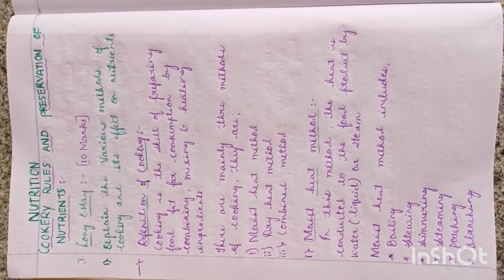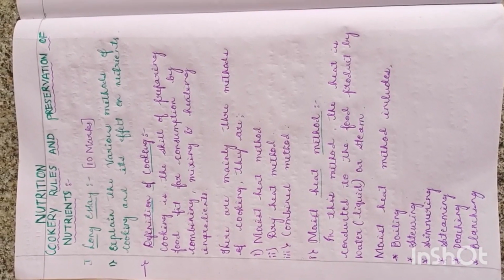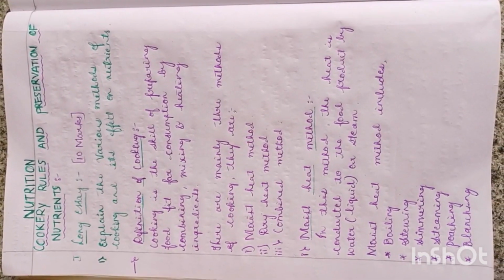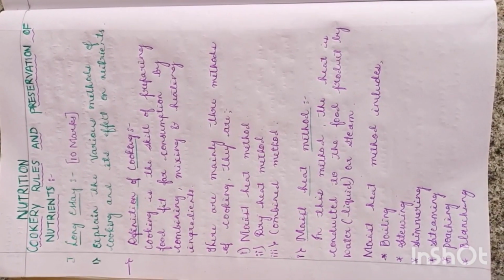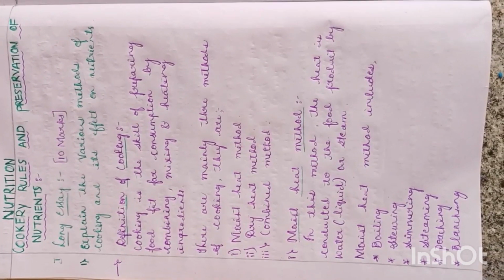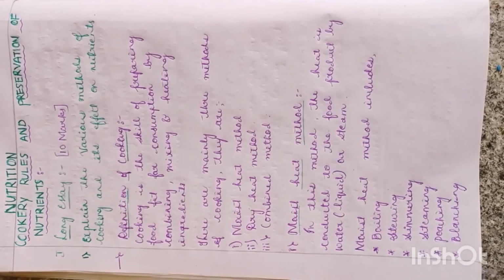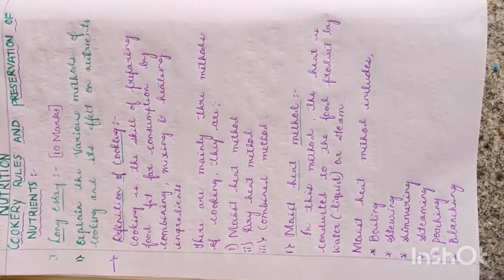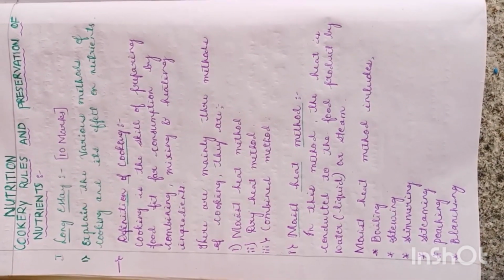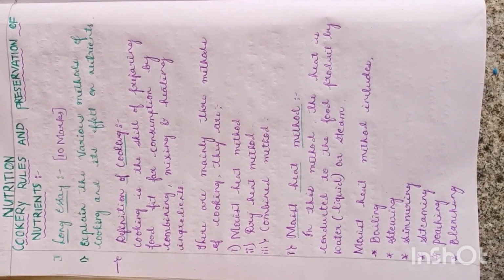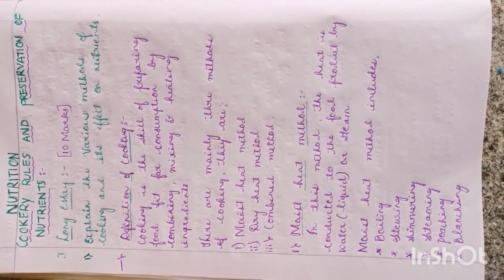In this video, we will be discussing cookery rules and preservation of nutrients of the nutrition subject. One long essay we will be discussing in this video: explain the various methods of cooking and its effect on nutrients. Firstly, we need to write the definition of cooking. Cooking is the skill of preparing food fit for consumption by combining, mixing and heating ingredients.